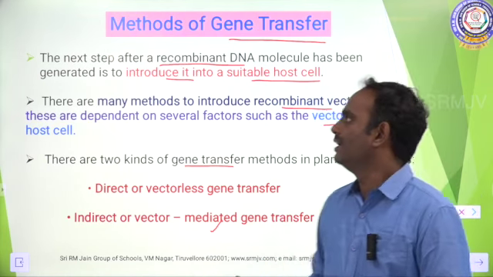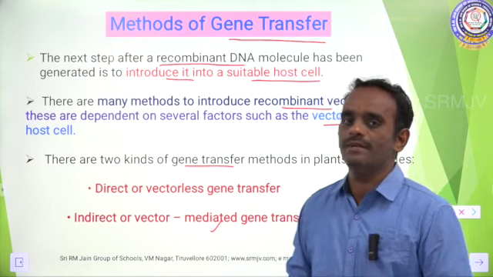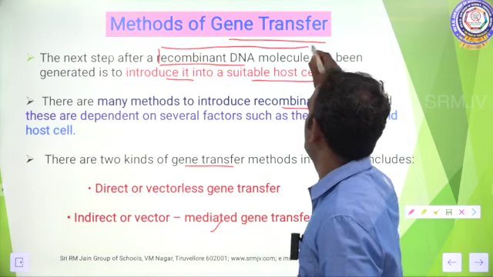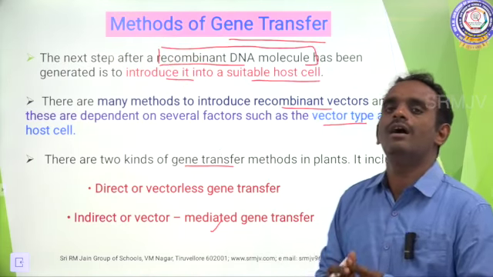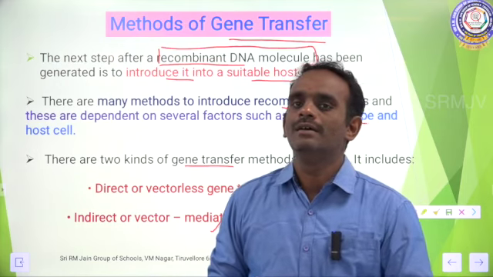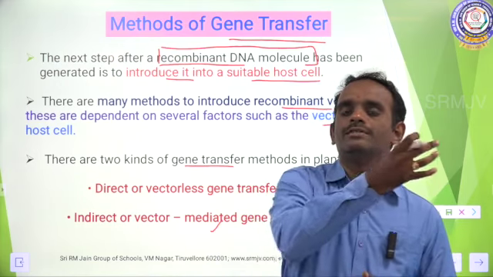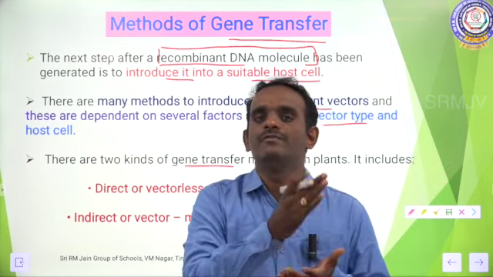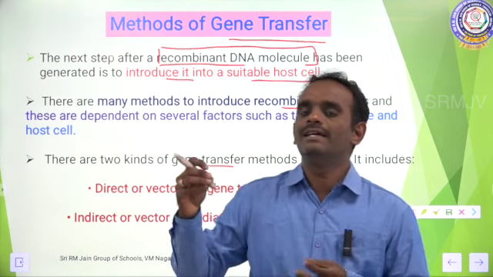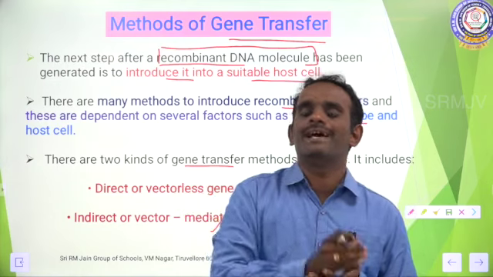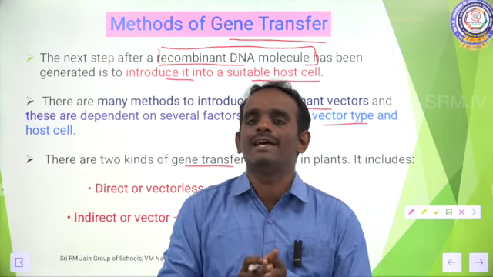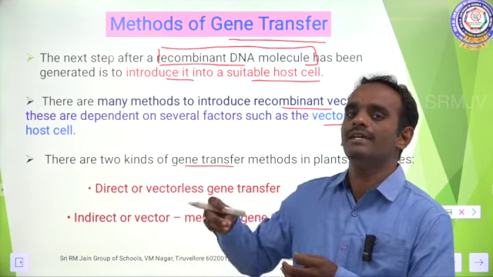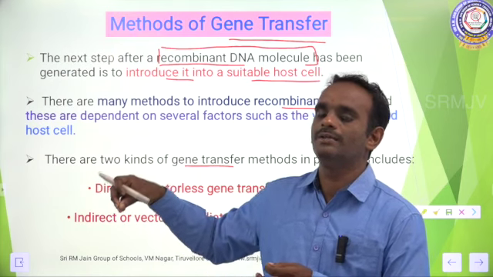Once again I am repeating, now we are discussing the methods of gene transfer. Gene transfer is the next step after the rDNA molecule has been generated. How is the rDNA molecule generated? Just isolate the plasmid from the bacterial cell, and then with the help of restriction enzyme we cut the plasmid and insert a gene of interest into the plasmid. Now we are getting rDNA plasmid, recombinant plasmid. This recombinant plasmid has to be inserted into the host cell, into the bacterial cell.